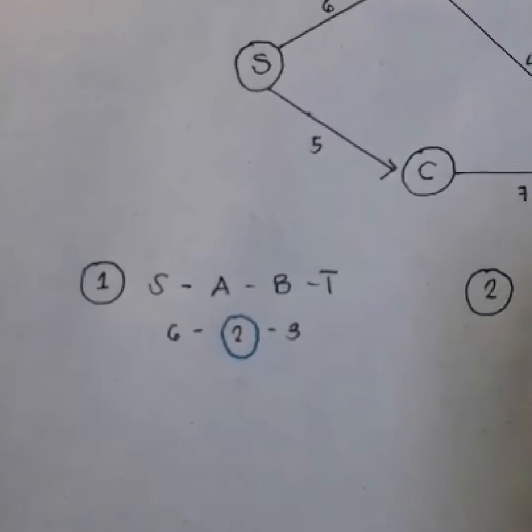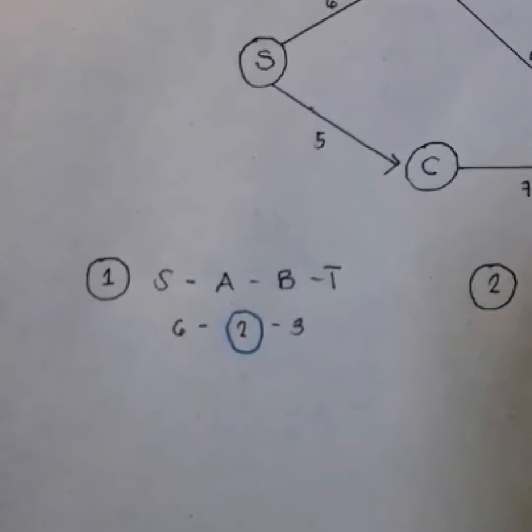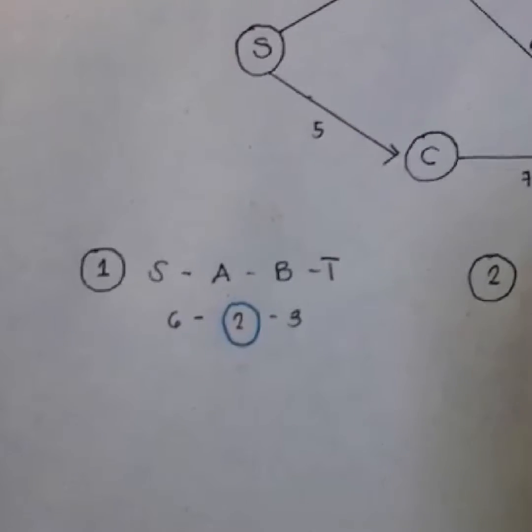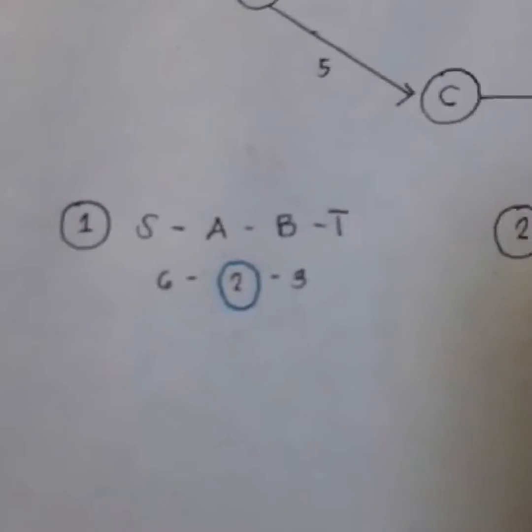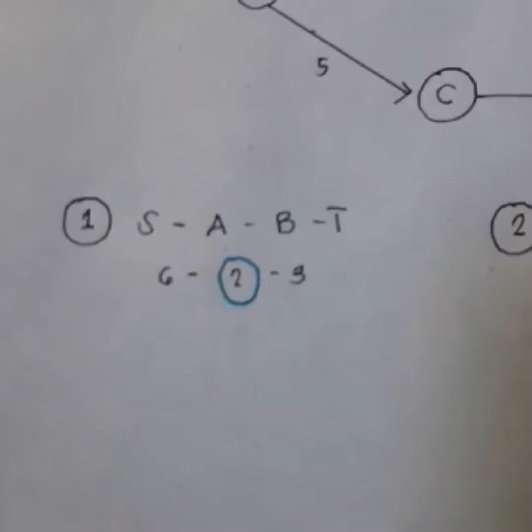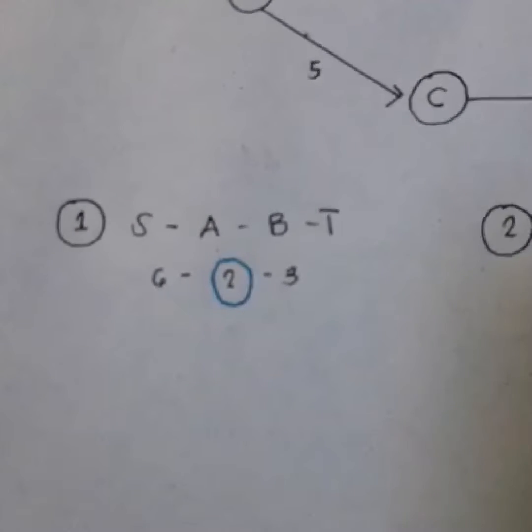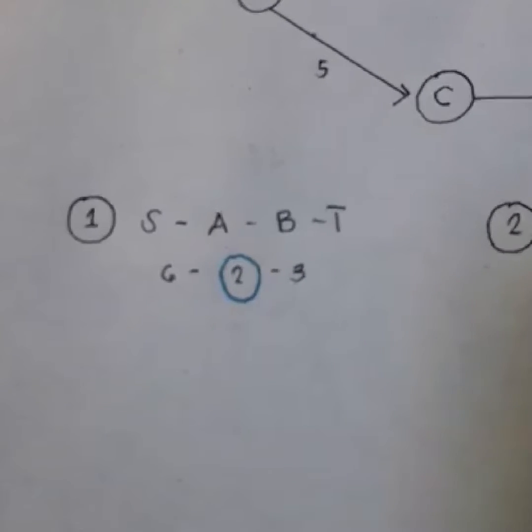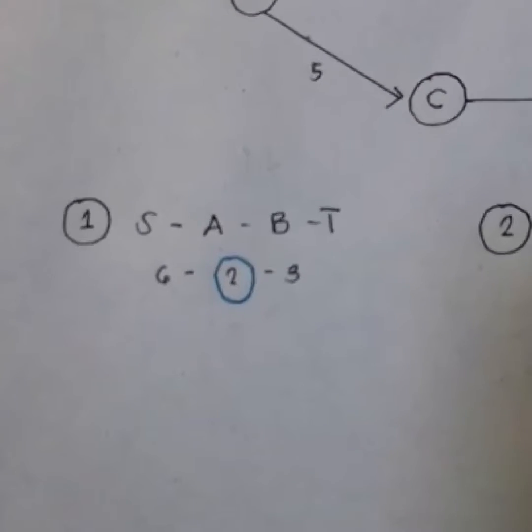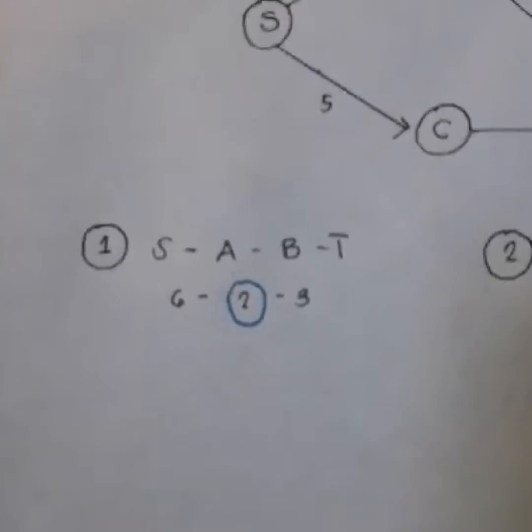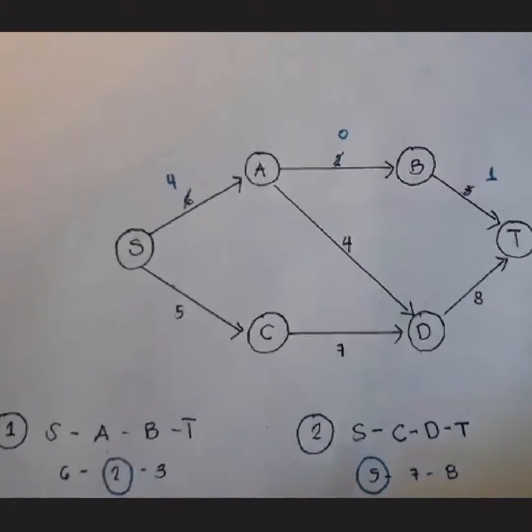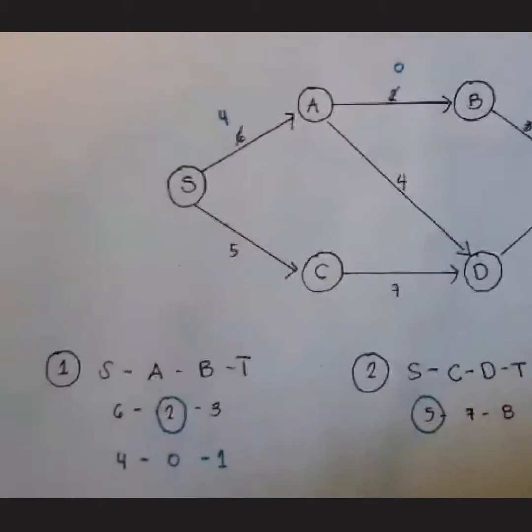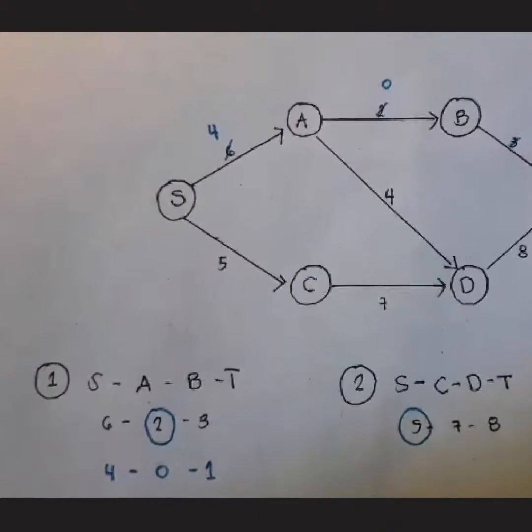So the next step that we're going to do is to create the possible paths and find the smallest amount and subtract it from one another. So here, the first path that we've created is SABT. From S to A, we have 6 million tons. From A to B, we have 2 million tons. And from B to T, we have 3 million tons. So the smallest one is 2. So now, we are going to subtract 2 from the rest of the paths. So we have 4, 0, and 1.